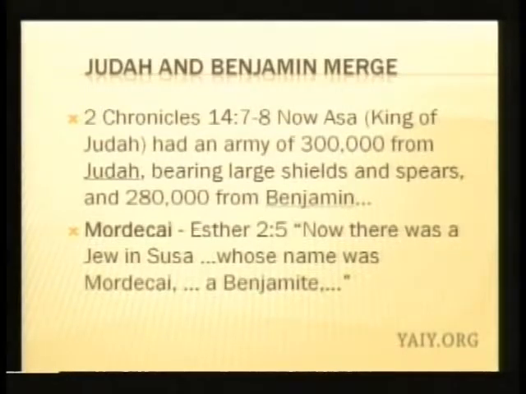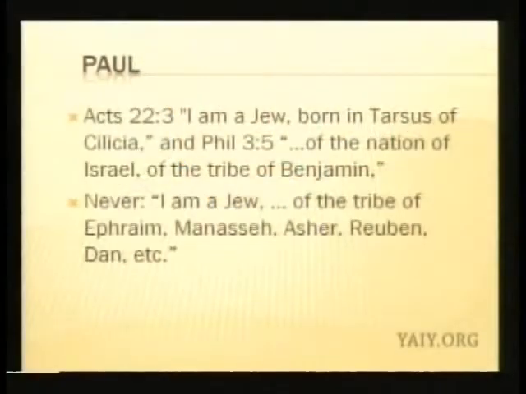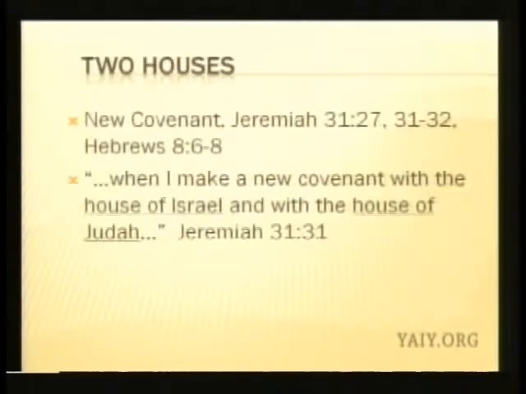In Esther chapter 2, now there was a Jew in Susa whose name was Mordecai, a Benjamite. We can again see that merger. Paul, Acts 22, Philippians 3, "I am a Jew born in Tarsus of Cilicia, of the nation of Israel, of the tribe of Benjamin." But you will never see, "I am a Jew of the tribe of Ephraim, Manasseh, Asher, Reuben, Dan," etc. It's not there. Two houses develop.